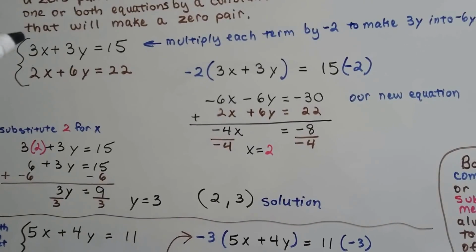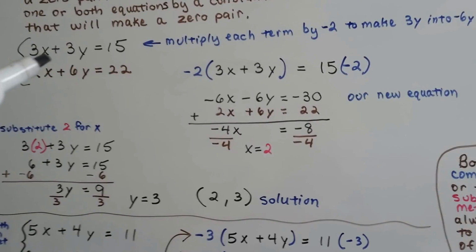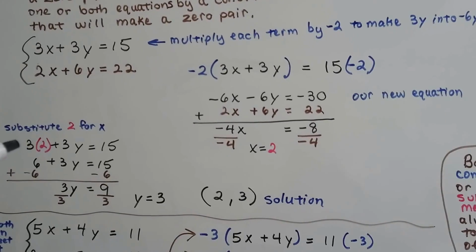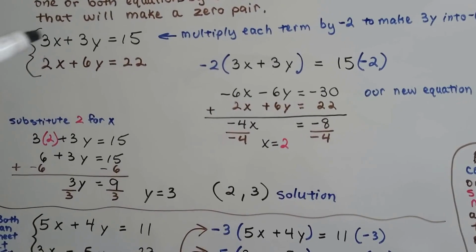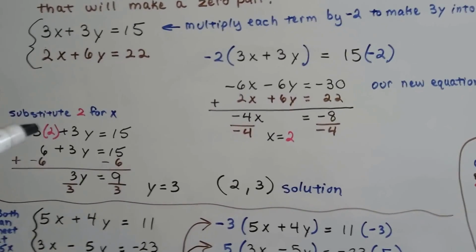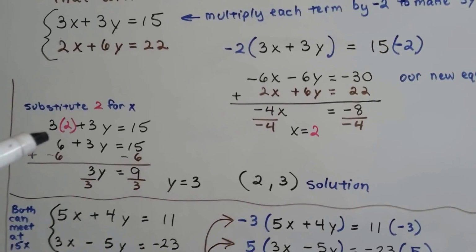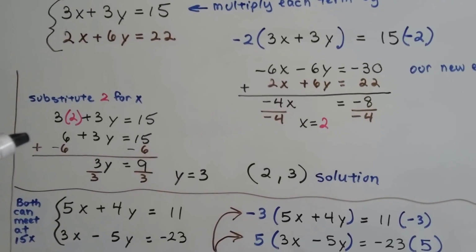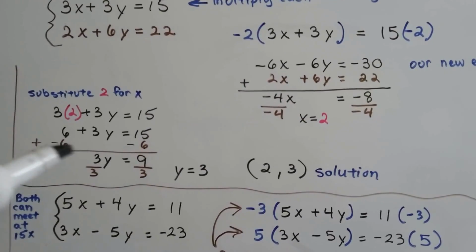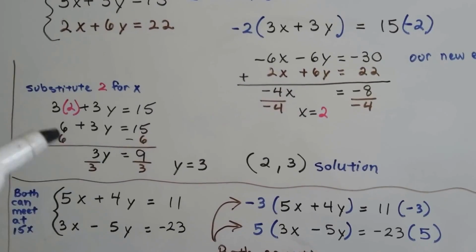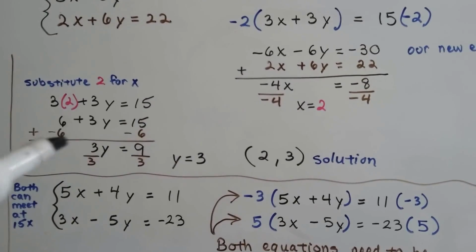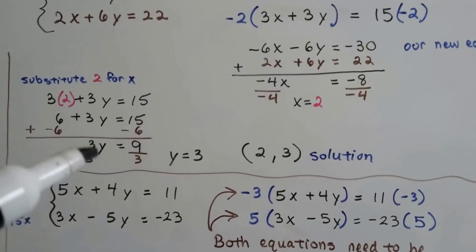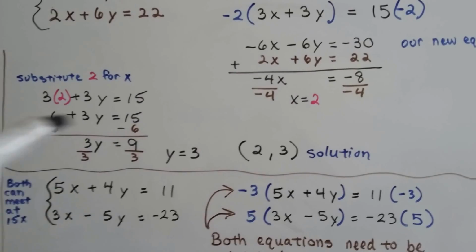I chose to put it in the first equation. It doesn't matter. You could put it in the second one if you want. But I put it in the first one. So now instead of 3x plus 3y, we have 3 times 2 plus 3y, and that gives us 6 plus 3y equals 15. We can eliminate the 6 by adding a negative 6 to each side, creating a 0 pair again, and we get 3y equals a positive 9.